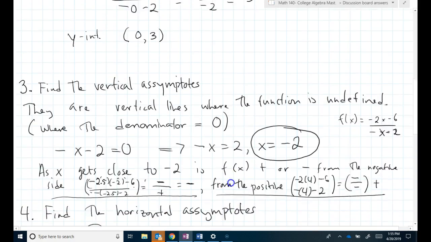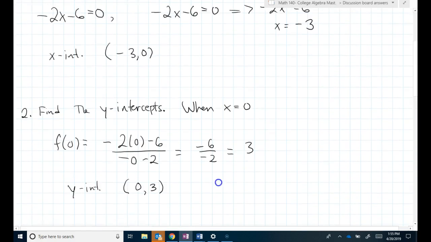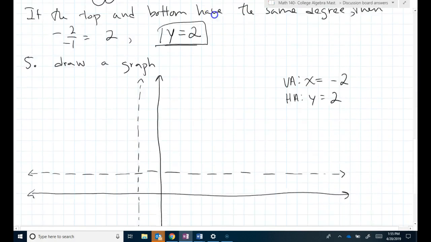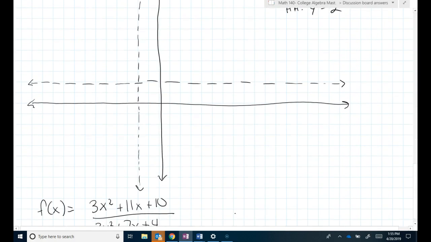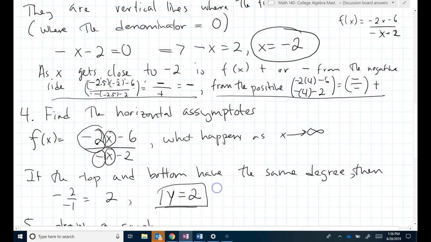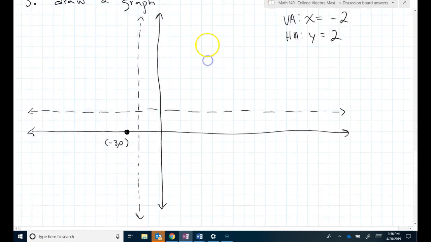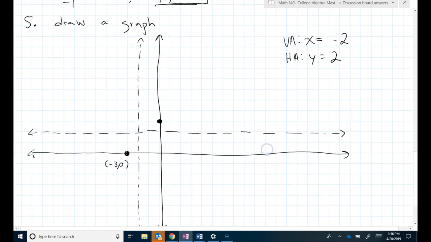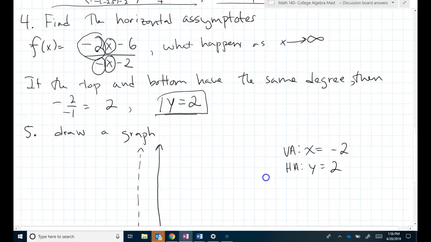Then I'm going to put in my y-intercept and my x-intercept. My x-intercept is negative 3, 0. So there's my x-intercept. My y-intercept is going to end up equaling 0, 3. There's that one.